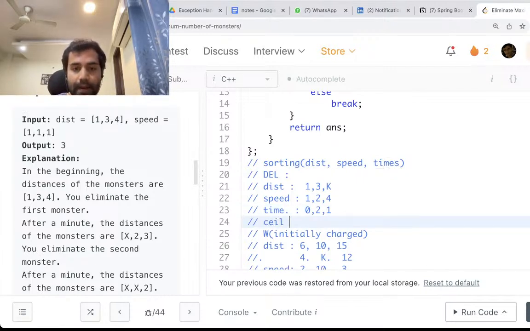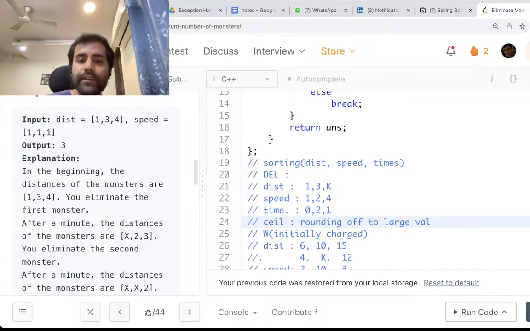Ceil means rounding off to a larger value. Because guys, just think of it in this manner. If there was a monster whose distance was 9 and speed was 2, can you tell me for how many minutes this monster is going to stay away from the city?